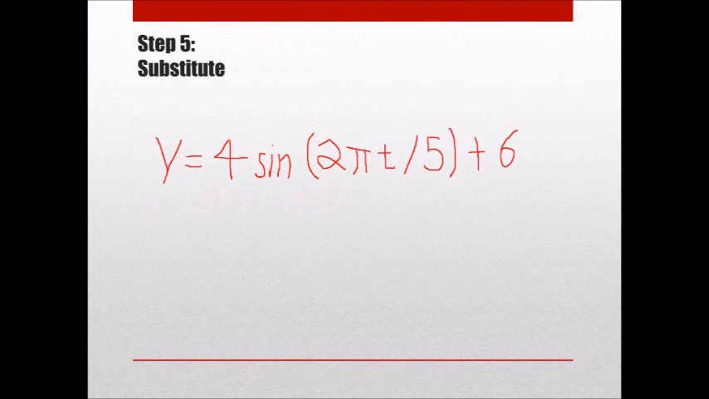Now we just substitute the numbers we got for the unknowns into the equation. So it's y equals 4 times the sine of 2 pi times t over 5, plus 6. We can then use this equation to find what height Mike is at any given second.